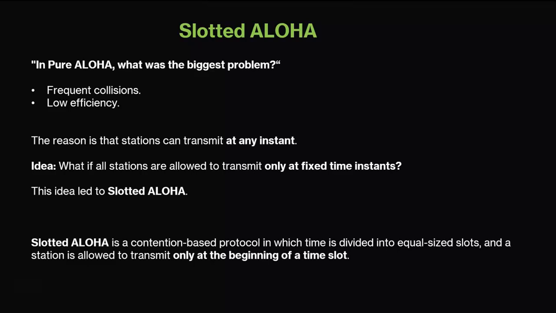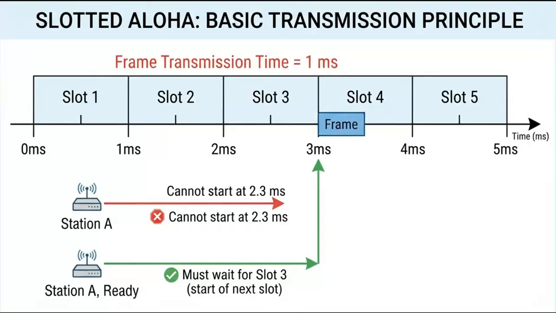Slotted ALOHA is a contention-based protocol in which time is divided into equal-sized slots, and a station is allowed to transmit only at the beginning of this time slot. Why go through the trouble of making slots?